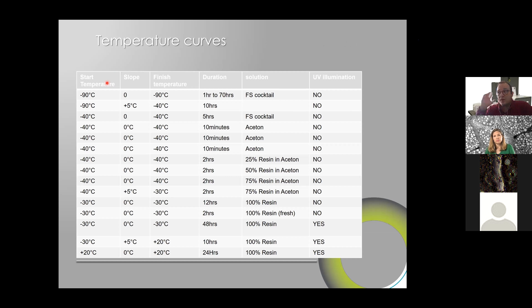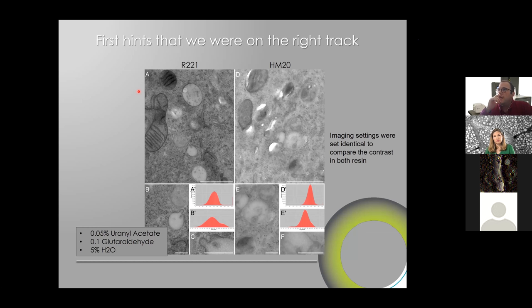Then the temperature curves, you will be familiar with that. This resembles a lot the Nixon and the Kukulski protocols. So basically starting at minus 80, going up to minus 40 degrees, at like 5 degrees temperature per hour. And then all of these steps, I think since you will have the video, you can always come back to this protocol in detail. And so we've done that over and over and over again.